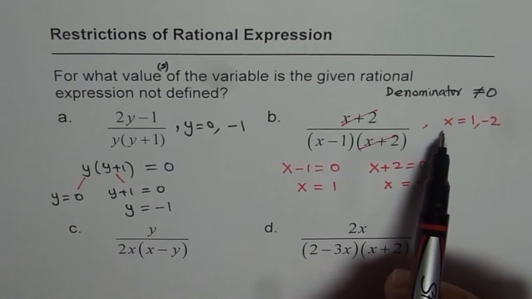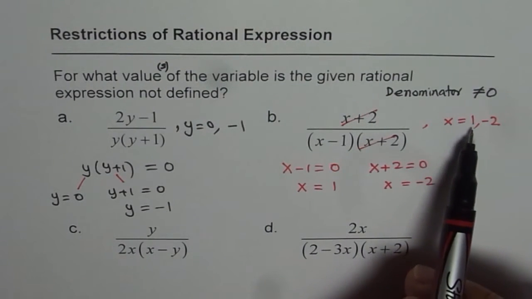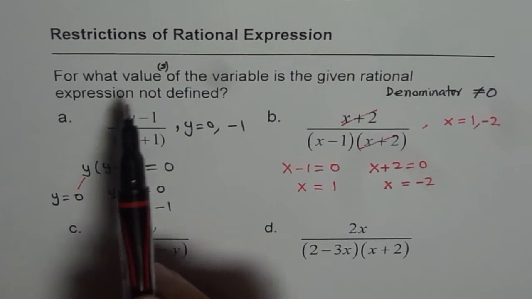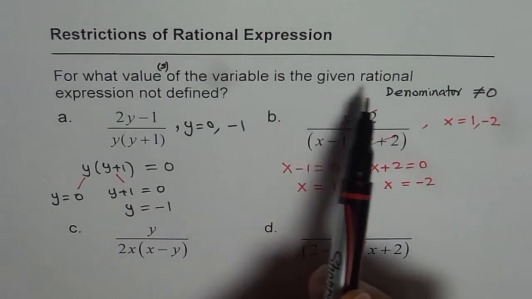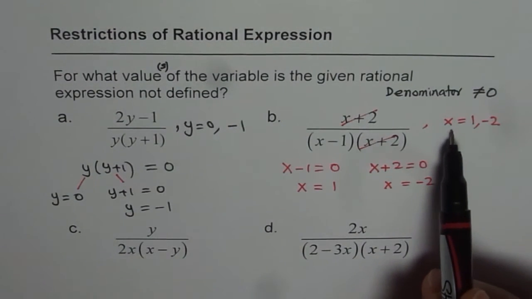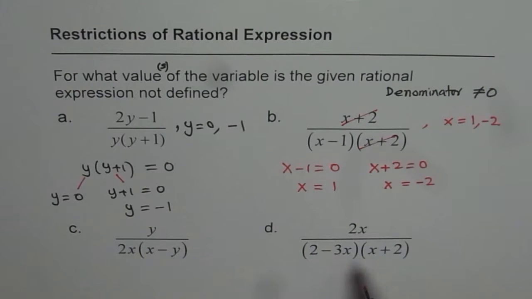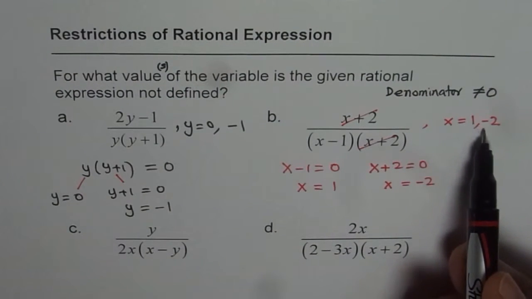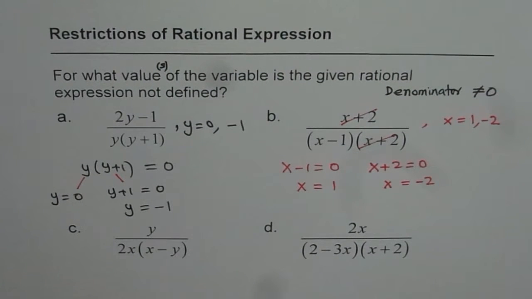So x is restricted, that it cannot be equal to 1 and minus 2, right? Since the question says for what values of variable is the given rational expression not defined, for these two values of x, this expression is not defined. That is why we are writing x equals 1 and x equals minus 2. Similarly, do the other two also.